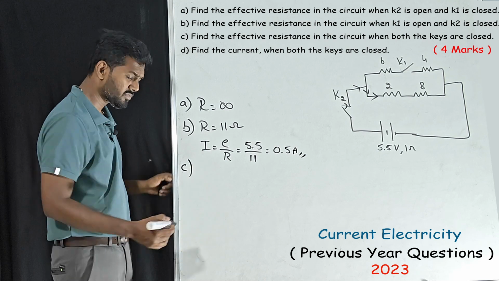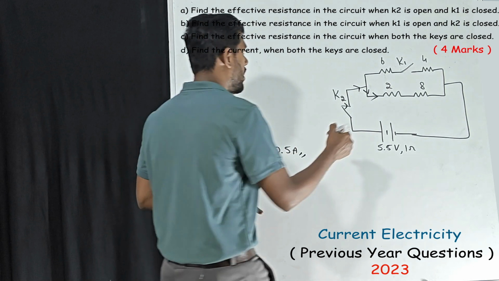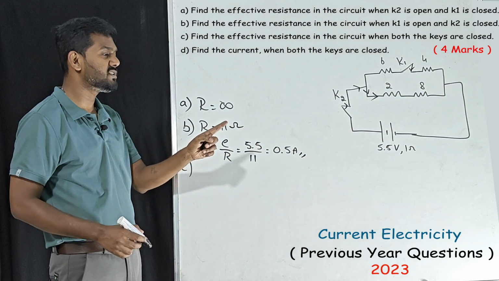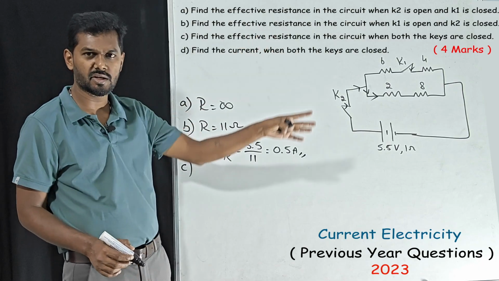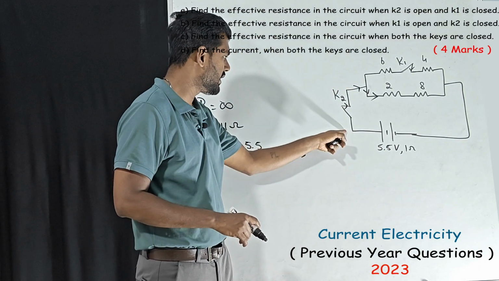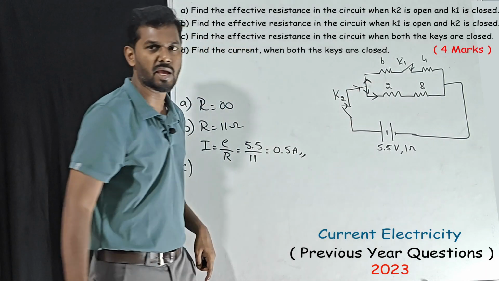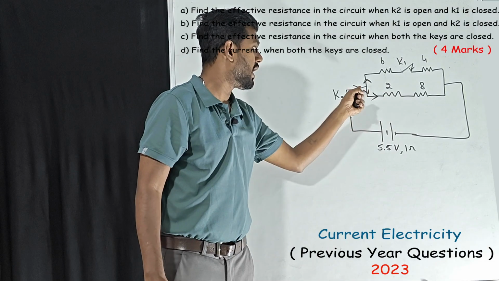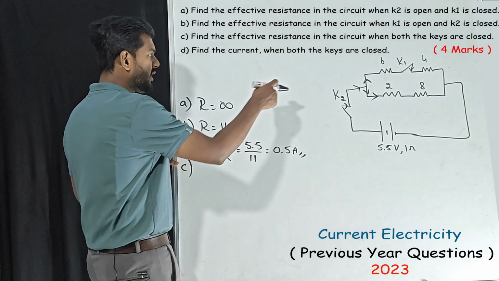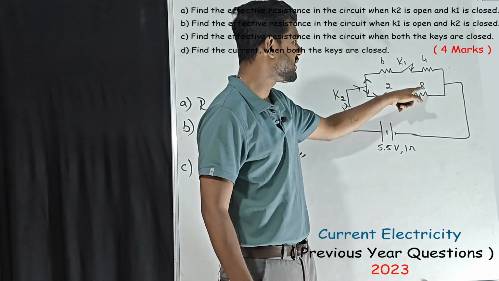Okay, then sub question C. When both the keys are closed, find the equivalent resistance, find the complete resistance in the circuit. Listen, when both the keys are closed, current will enter here and current will get divided, current will flow in both the directions because the keys are closed. Now listen, so anyhow we have to take the complete resistance. 6 plus 4 10, 2 plus 8 10.